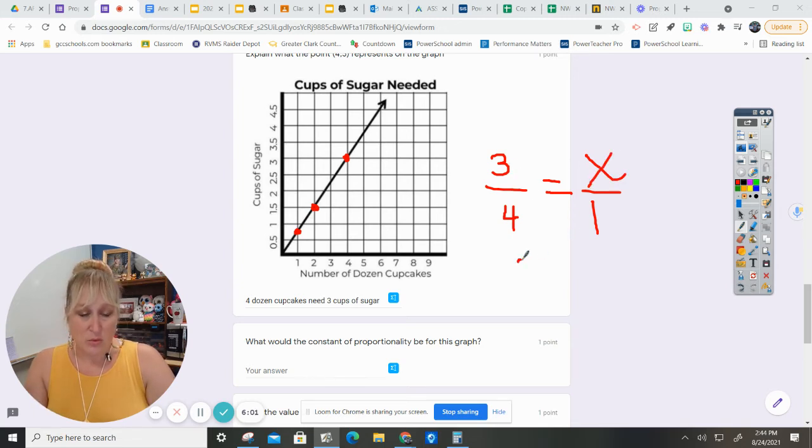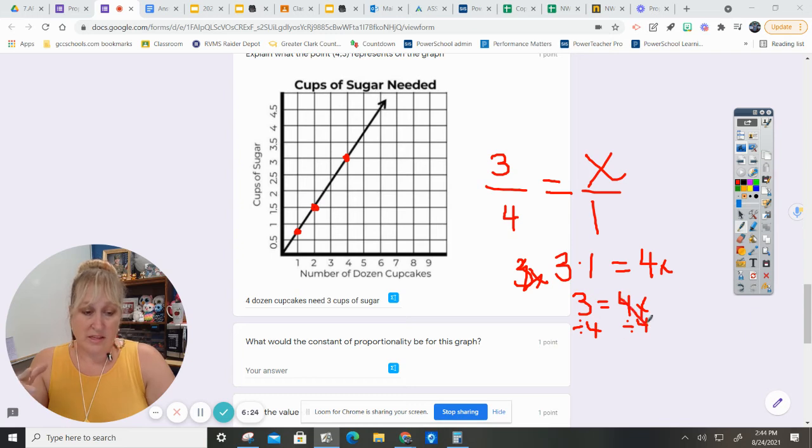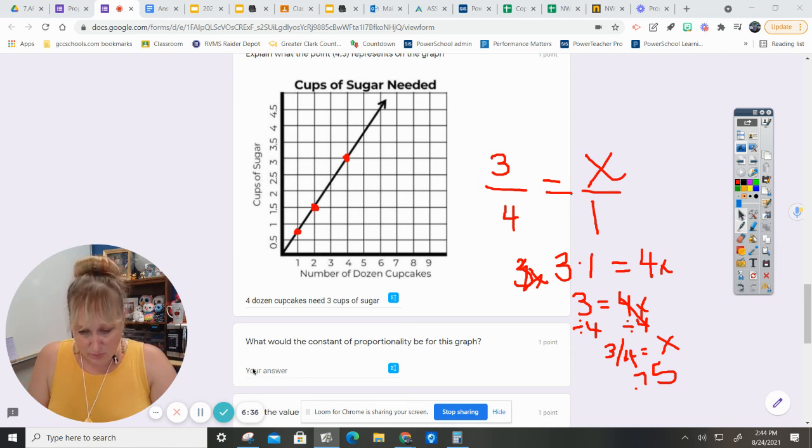So I'm going to do 3 times 1. Put it on this side. 3 times 1 equals 4 times x. Now I can solve. 3 times 1 is 3 equals 4x. I have to isolate the variable by dividing both sides by the 4. So that leaves x equals 3/4, which could be 0.75 if you want to put that. So I'm going to type that right here. The constant of proportionality for this one will be 3/4.